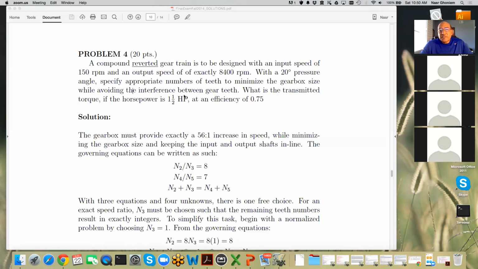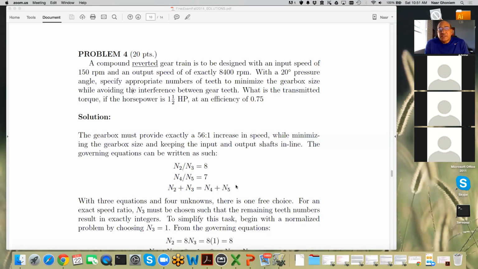So the next equation is that if it is reverted, it means that the sum of the 2 diameters of the input should be the sum of the 2 diameters of the output, which means that the number of teeth when you sum the input should be equal to the output. So it gives us 3 equations and 4 unknowns. Cannot be solved. So we have freedom. We have 1 extra degree of freedom in this problem.